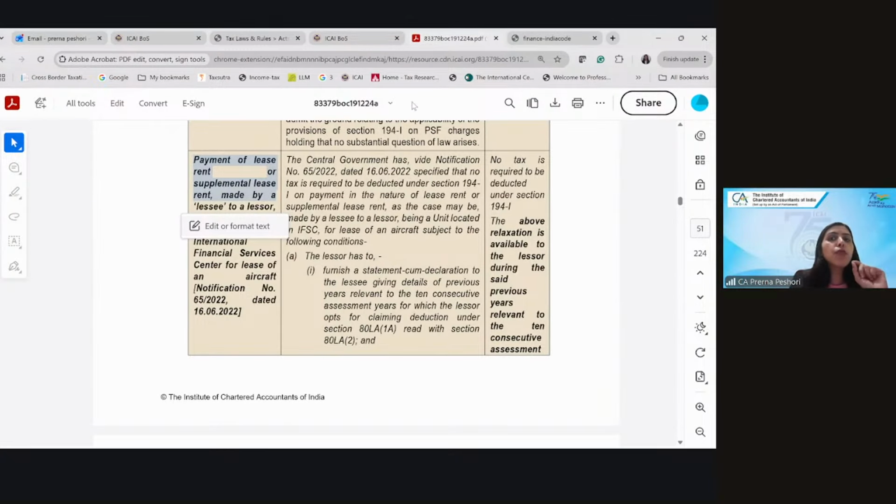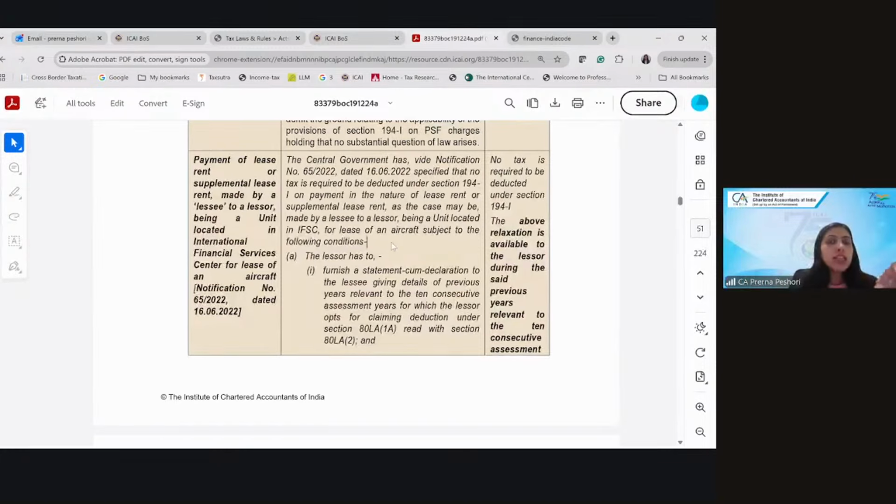when it makes the payment, there is a notification which has been issued by the central government that the TDS under 194I will not be applicable on such lease rent for the lease of aircraft if the unit is located in IFSC, subject to the condition that the lessor furnishes the declaration giving the details of the years in which it is claiming the exemption, and the lessee then would not deduct the TDS. So then no TDS will be required under 194I.